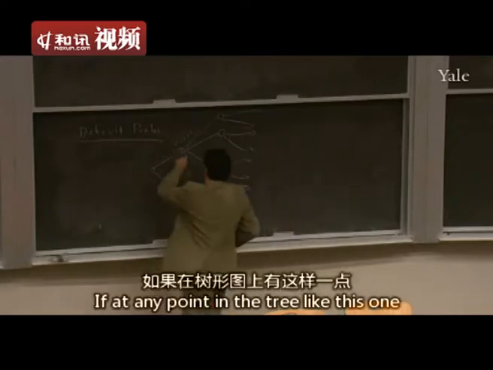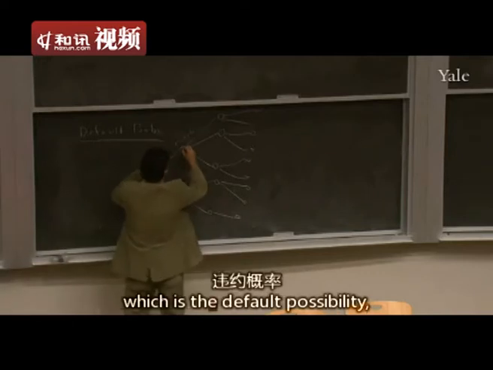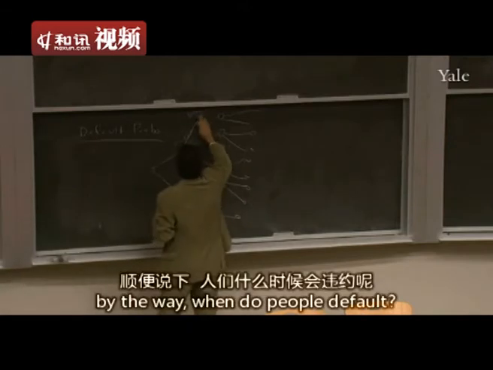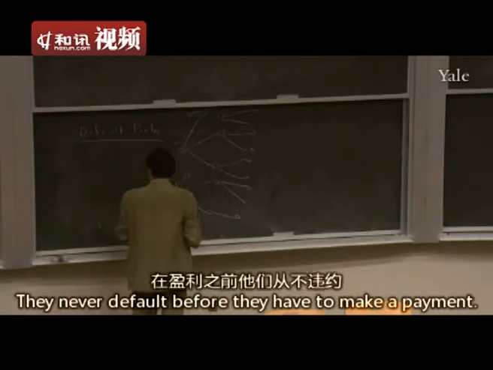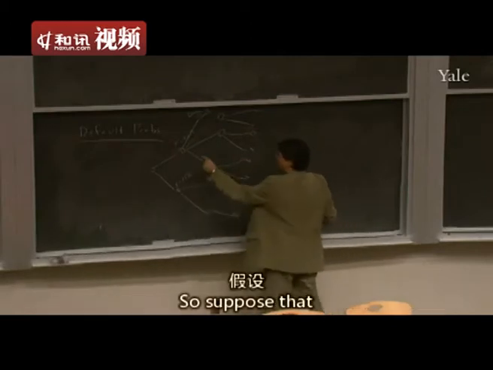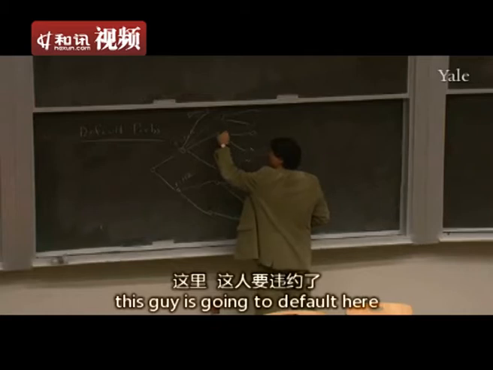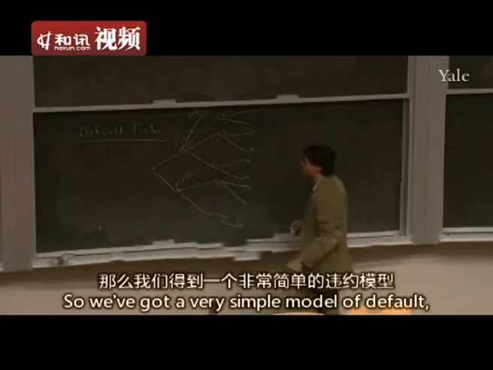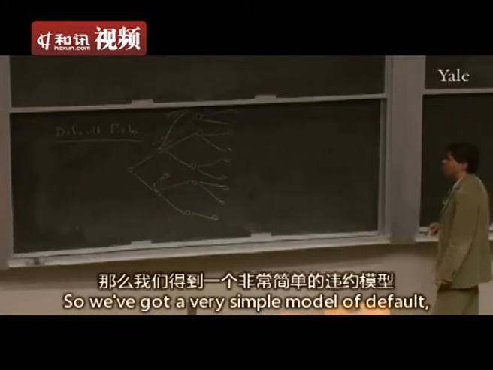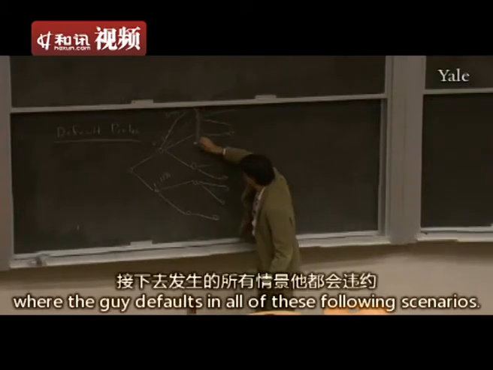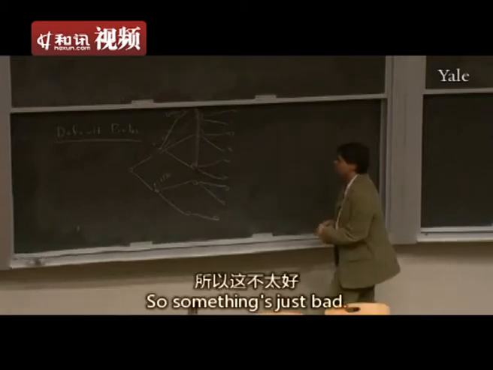If at any point in the tree like this one, we add a new possibility, which is the default possibility, and we assume this happens. By the way, when do people default? They never default before they have to make a payment. So when do they default? Exactly when they're supposed to make a payment. So suppose that this guy is going to default here when he's going to make a payment. At every possible scenario, he would default there. So we've got a very simple model of default, not a very realistic one, where the guy defaults in all of these following scenarios.